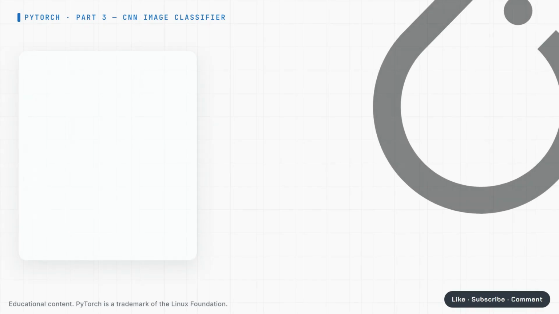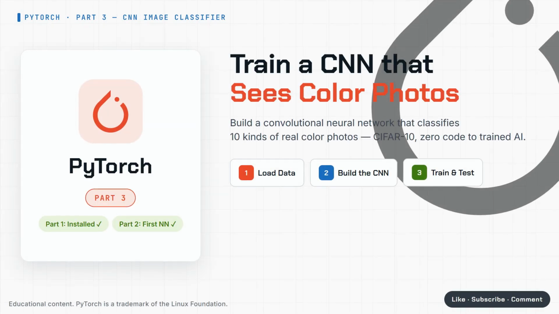Part 1 installed PyTorch. Part 2 trained your first neural network. Now, it's time to teach your AI to see. In this guide, you'll build a convolutional neural network that classifies 10 kinds of real color photos. Every command is verified. Let's get started.